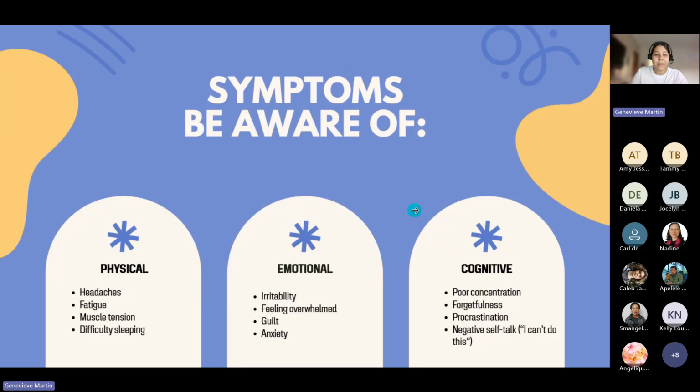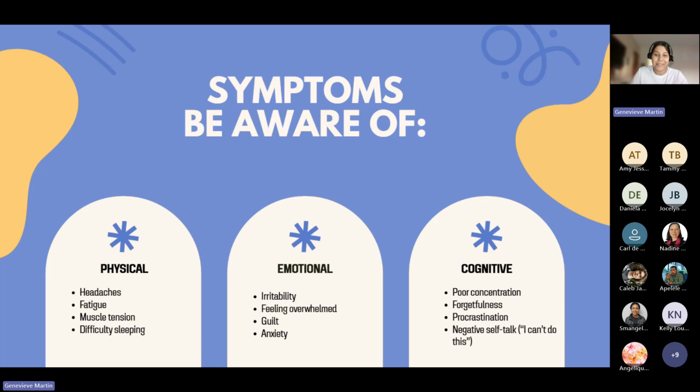Okay, so the symptoms you need to be aware of take place physically, emotionally, and cognitively. I'm sure some of you have also felt this. You get headaches, you feel fatigued, there's muscle tension, difficulty sleeping, because you're stressing about whatever you need to do or what's upcoming. Emotional symptoms: you become irritable or you feel overwhelmed. You feel guilt. Maybe you are putting time into one thing and not enough in another. Anxiety. And then cognitive: poor concentration, forgetfulness, procrastination, negative self-talk.